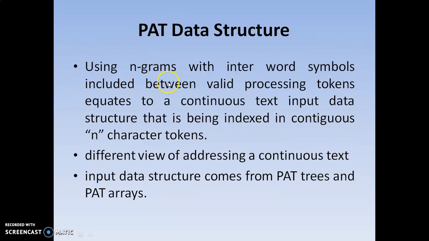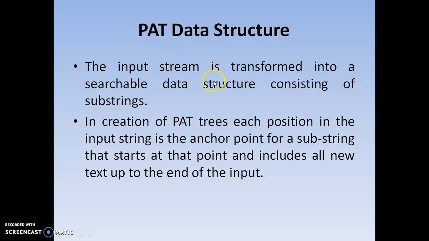Next we are going to discuss the PAT data structure. It is a different one, using Ngrams with interval symbols included between valid processor symbols. It also works on continuous text. The data structures come from PAT trees as well as PAT arrays. The input stream is transformed into a searchable data structure consisting of substrings. The PAT data structure is intended to find substrings.